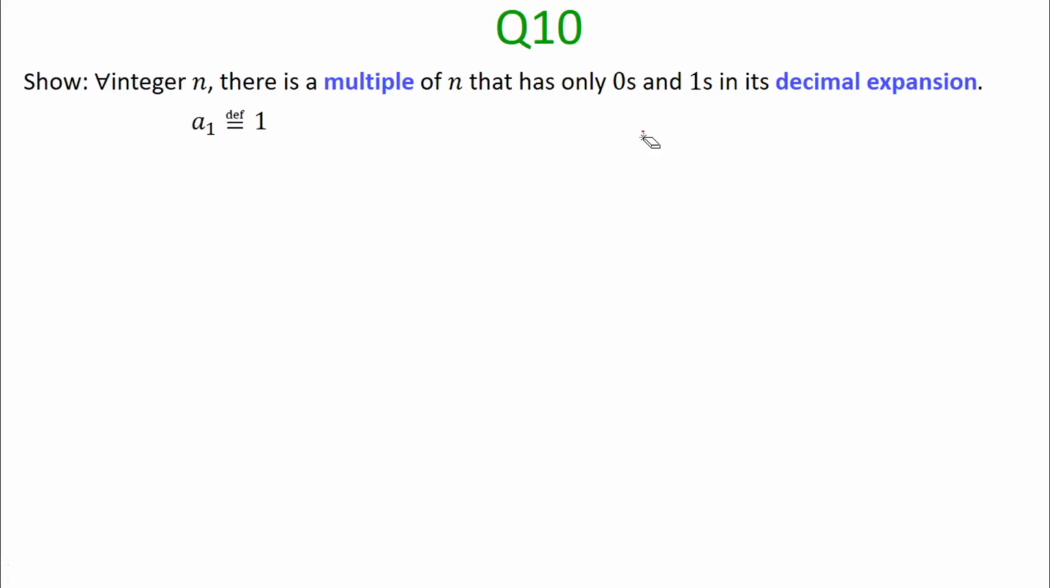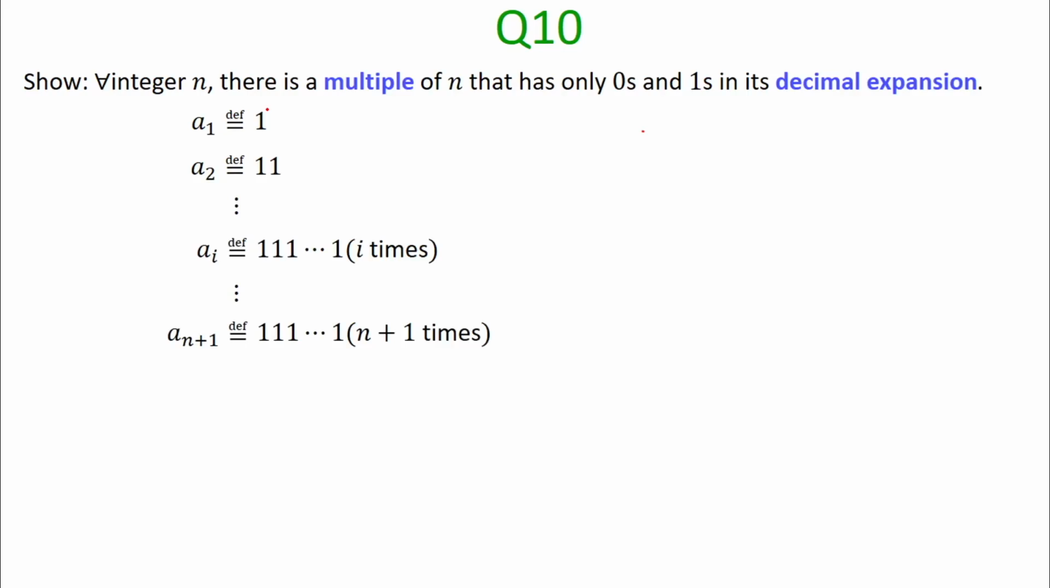Again, we are going to apply the pigeonhole principle here. What we do is the following. Let me define a few decimal numbers here. I define the first decimal number a1 to be 1. I define the second decimal number a2 as 11, the ith decimal number ai as a decimal number consisting of i ones, and the (n+1)th decimal number a(n+1), which has the digit 1 n+1 number of times.